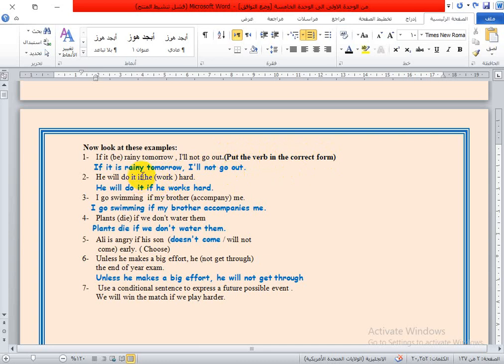Student, we have if in the middle preceded by the main clause. The main clause is in the future, so this is the first conditional. Since the main clause is in the future simple, the if clause must be present simple. Work becomes works because we have he. So the sentence becomes: he will do it if he works hard.